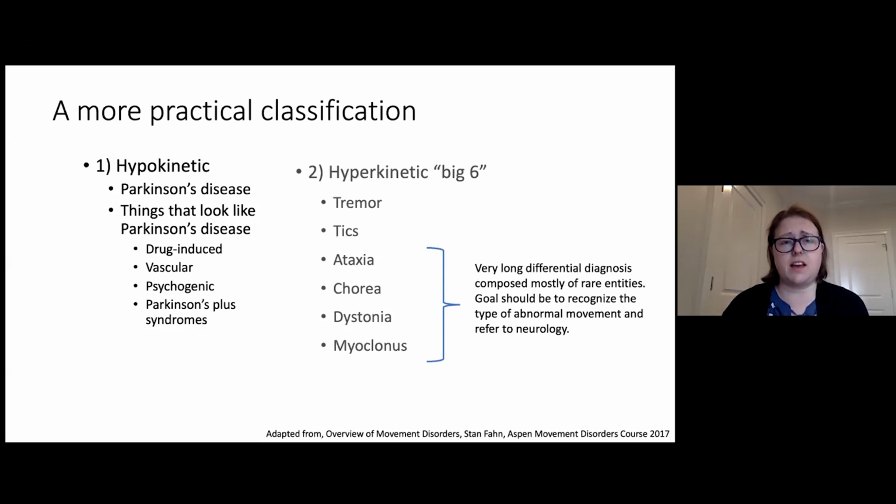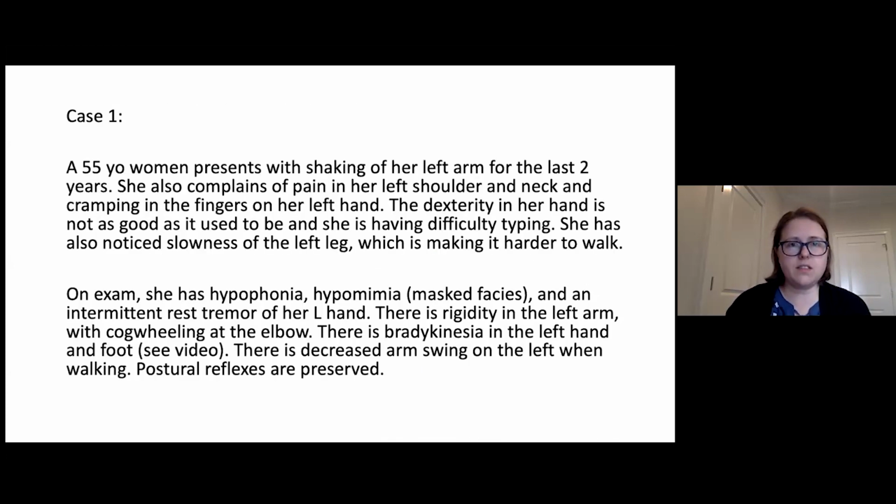On the hyperkinetic side, the total list of disorders is very, very long, but from a practical perspective, if you can recognize what I call the big six, meaning the most common six movements, then that takes you a fair bit of the way towards figuring out what's going on. For 4 out of these 6 movements, the list of potential diagnoses is fairly long and composed mostly of fairly rare diseases. So again, the key is recognizing the movement and then referring to an appropriate neurologist. This brings us to our first case. I'm now going to talk about hypokinetic movement disorders.